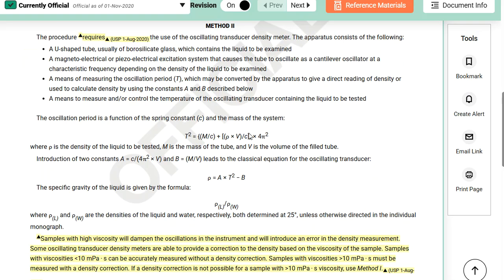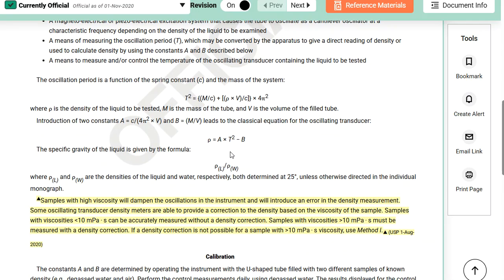So it gives an equation that the density meter is using, not that you're using. And then it provides the specific gravity, because they are taking the density of the sample that they have designated as L, and the density of water that they have designated as W, and dividing the densities by each other. Keep in mind, it says both are determined at 25 degrees most of the time, just like our hand measurements, 25 degrees, unless it tells us otherwise in the monograph.